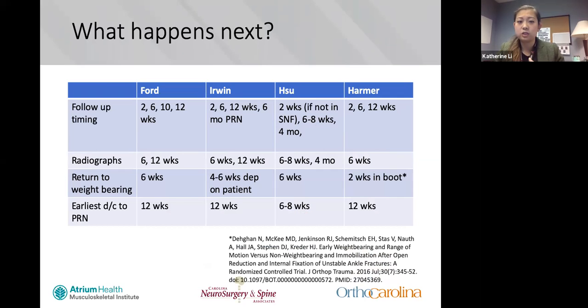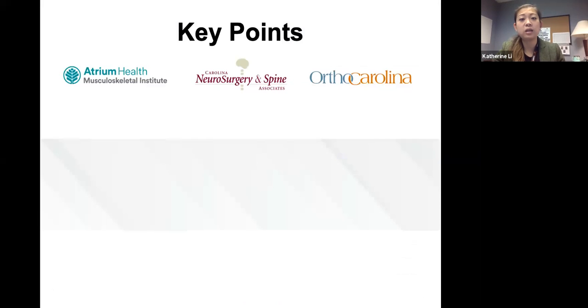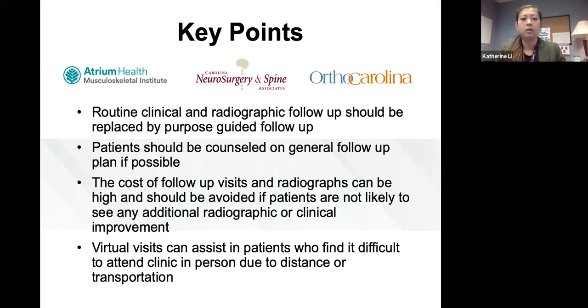Now, when I surveyed these surgeons and I asked them, has anything changed as you progressed in practice? The most common thing that was said was that they see their patients less frequently and are more amenable to PRN follow-up if the patients are truly doing well, even earlier in their postoperative course. So, what does this mean for what we've learned? Routine and clinical radiographic follow-up should be replaced by purpose-guided follow-up. So if you're allowing patients to begin weight bearing or to transition to a different treatment, then radiographs are warranted.